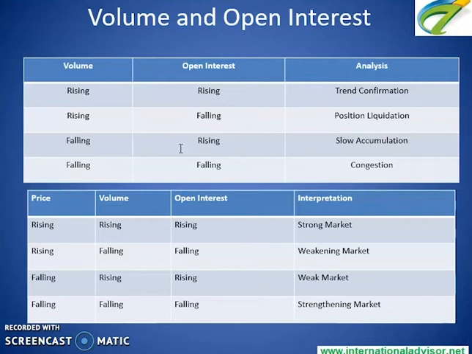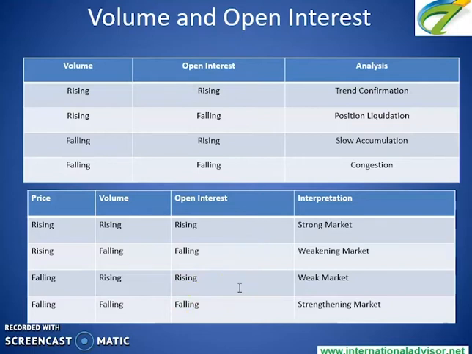And if both are falling, it means the market is in congestion. Still, we cannot predict whether it's bearish or bullish until we compare it with the current price. If the price is rising, and volume and open interest are all rising, it's a strong market. Likewise, if the price is rising, volume is falling, and open interest is falling, the market is weakening, although the price is rising.